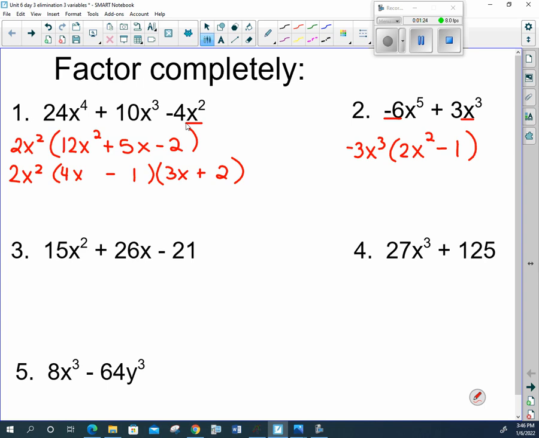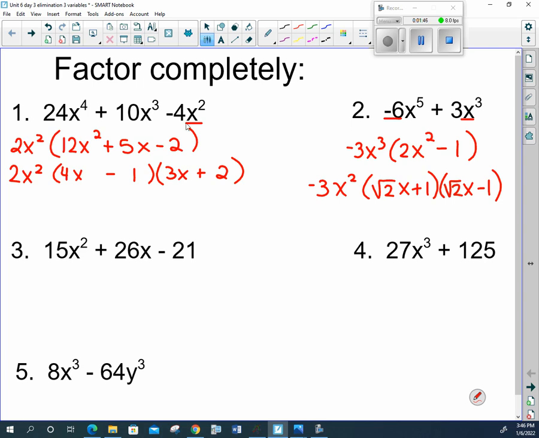Okay, so 2x squared minus 1 is the difference of squares. 2 is not a perfect square number, but we can factor that if we use the square root of 2. So square root of 2x plus 1 times the square root of 2x minus 1.